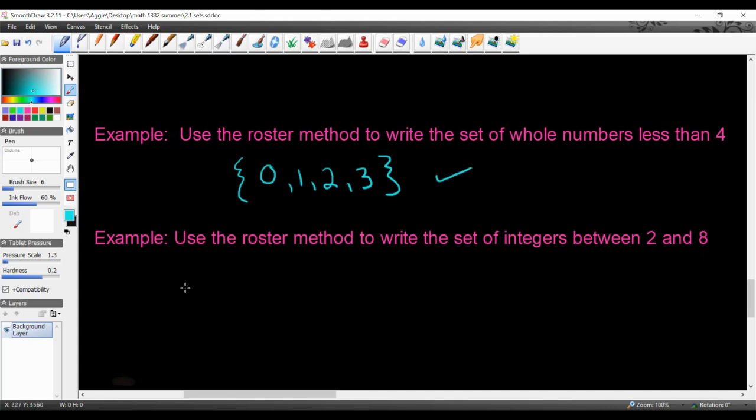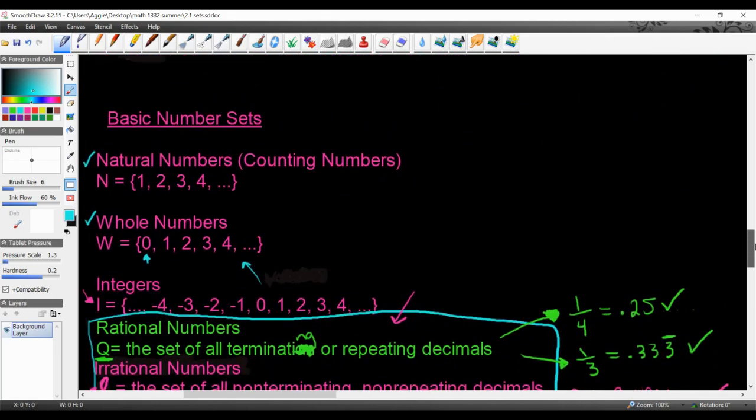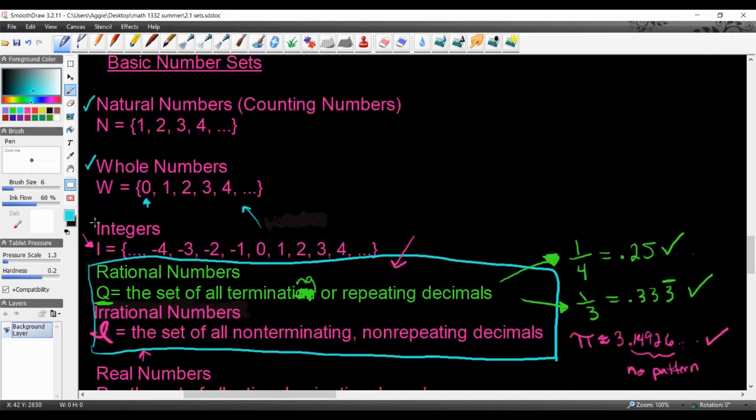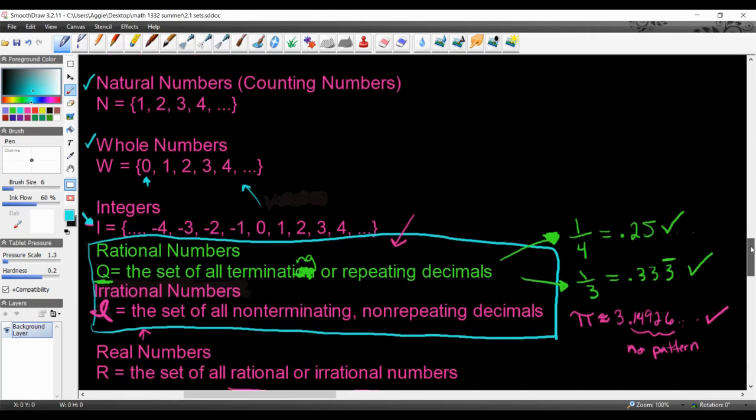Done. Second example, use the roster method, so there's my curly brace again, to write the set of integers between 2 and 8. Okay, so now we're talking about integers. So I'm going to scroll back up again so we can see what integers are. Integers are these ones, the ones I pointed to earlier, denoted by the I. It's pretty much every negative number, 0, and positive number that's a whole number. So it's kind of like the whole numbers, but it also includes the negative numbers.